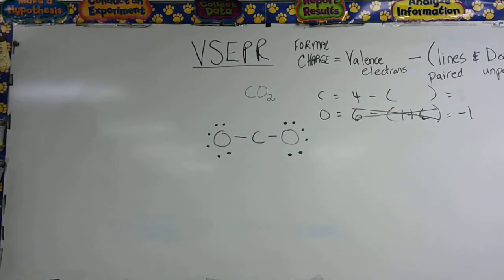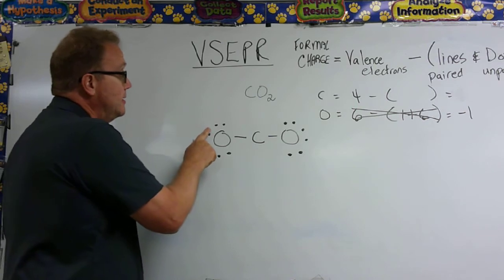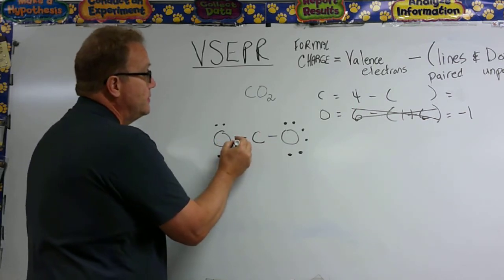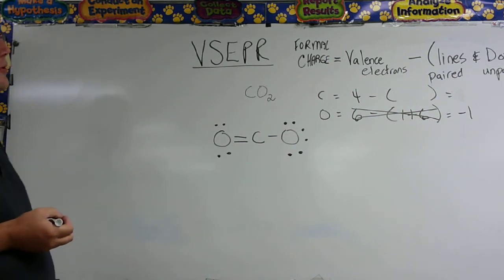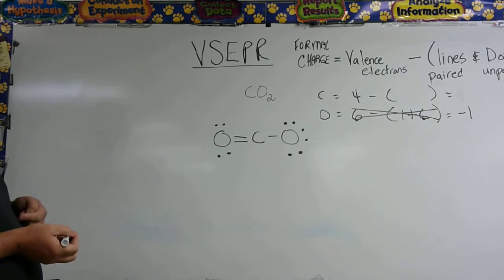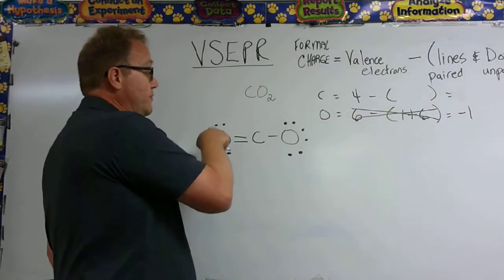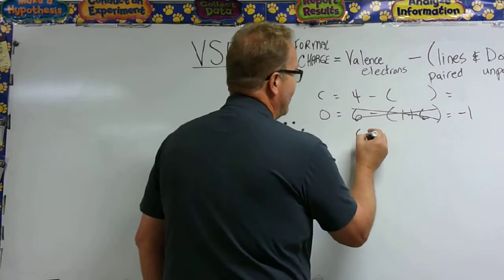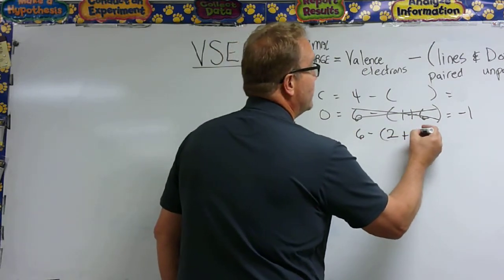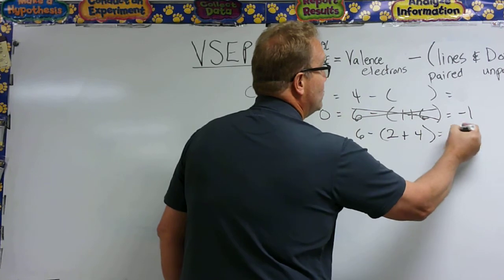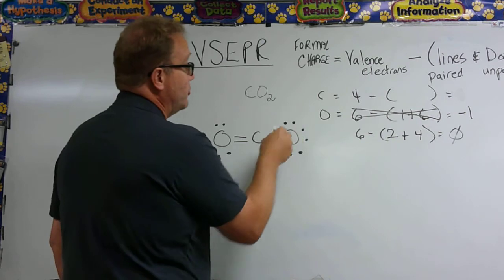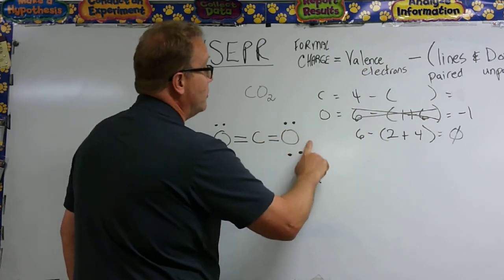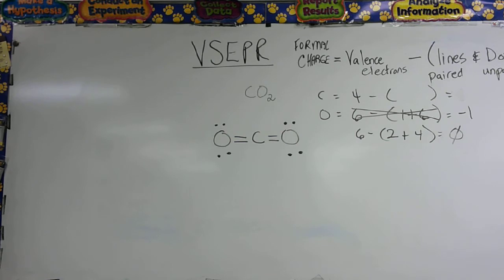So the next thing I'm going to do is I can do this, then do this. What that does is it raises up your charge. So if I take a look here, you're going to notice I have 2 lines plus 4 dots, and what does that equal? 0. So that actually works. But I also know I have to take care of this one because it's called symmetrical. So you're going to notice my oxygens are both neutral.